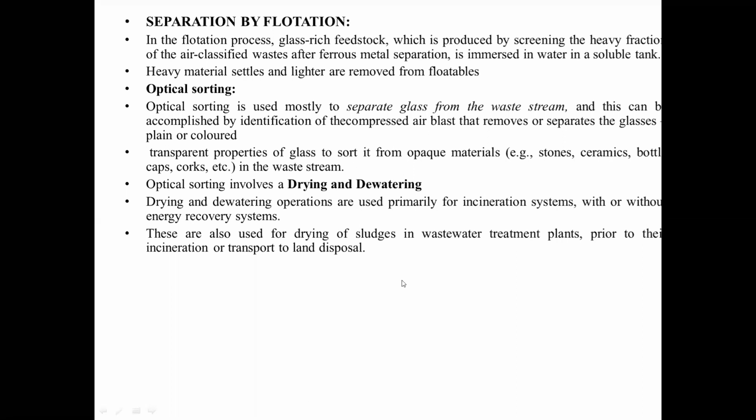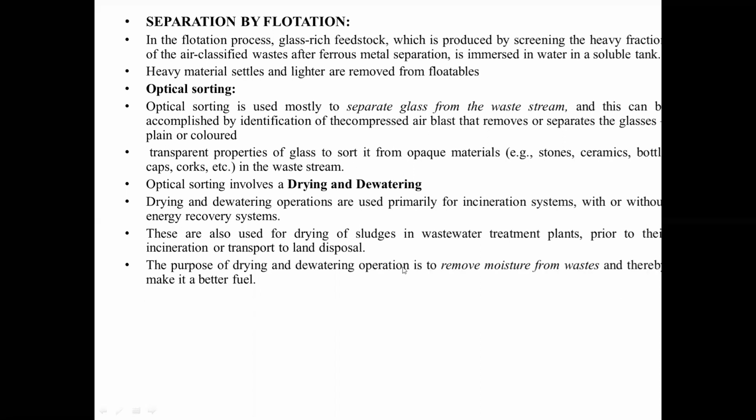This is also used for drying of sludge in a wastewater treatment plant prior to incineration, or to transport to a land disposal system. Of course, all the sanitary waste, waste from toilets and bathrooms, or from poultry farms or animal yards, will have some sludge. Before we take it to the treatment system, we go with the drying and dewatering system.